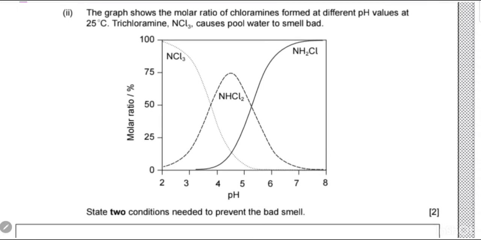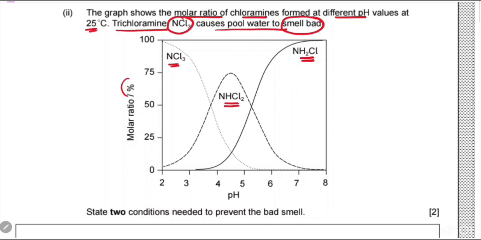Next is part B of this question. The graph shows the molar ratio of chloramines formed at different pH at 25 degrees Celsius. Trichloramine, NCl3, causes pool water to smell bad. So when NCl3 is present, a bad smell comes from the pool water. The molar ratio of chloramines formed at different pH is given to us. First is monochloramine, second is dichloramine, and third is trichloramine. All 3 are given in the graph. And from the graph, I can read the molar ratio and pH. There is a graph of percentage molar ratio versus pH.